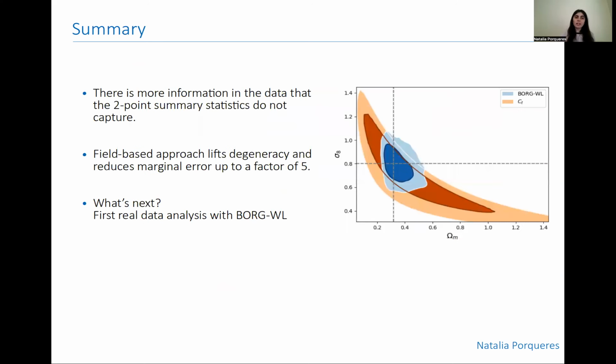So this is a bit looking into the future, but this is something we will be able to do. So summarizing, there is more information in the data than what the 2-point statistics can capture. And if we want to make full use of the observations of LSST and Euclid in the future, we need new methods that can extract this additional information. And one way to do that is to use field-based approaches. And we have shown that the field-based approach can actually break the weak lensing degeneracy and get more precise constraints on the cosmological parameters. So now the next step is to get ready for the first real data application of Borg lensing.